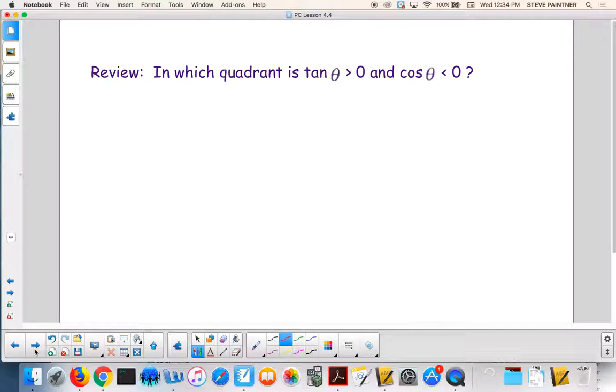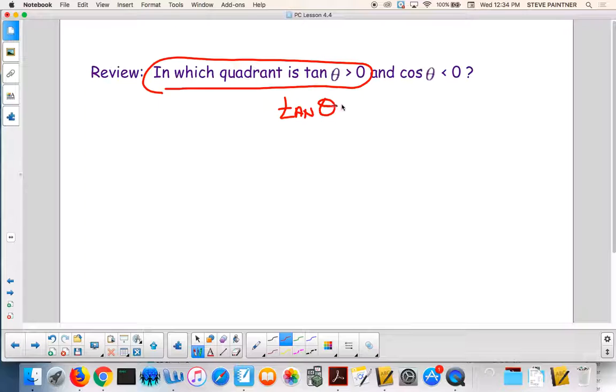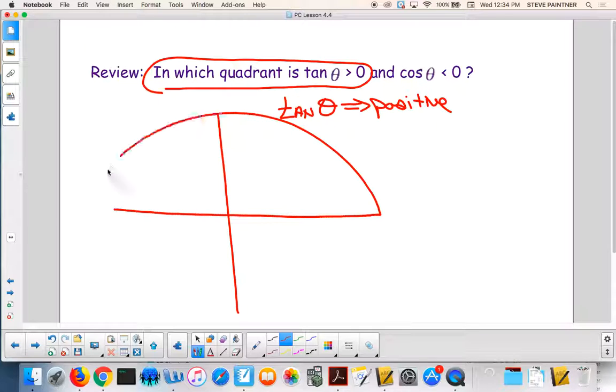Okay. Here's another one. This next slide, I'd like you to do this. It says, in which quadrant, this is the first question, in which quadrant is tangent of theta greater than 0? Now, when I say that to you, I'm really saying, where is tangent positive? That's what I'm saying. Okay. Where is it positive? Well, if I'm you, I'd do this right now. I'd draw your circle.